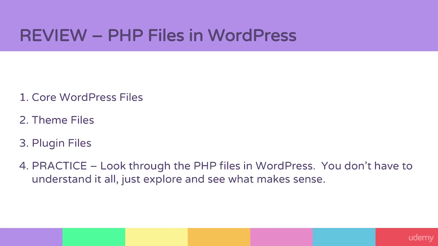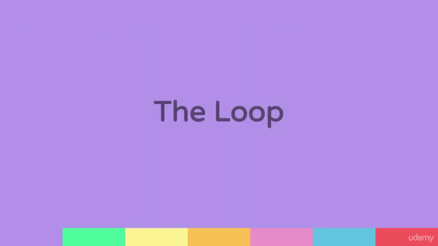So from here, what I'd like you to do is take a look through all the different PHP files in WordPress. You don't have to understand it all, just explore and see what makes sense, see how far you can get. Once you do that, then come on back, and from this point on in our PHP for WordPress, we're going to shift from generic PHP stuff and start looking at some very specific WordPress things that PHP can do inside of WordPress, but doesn't really do by default outside of WordPress. So they're specific things, and we're going to start off with the loop as an example of that.